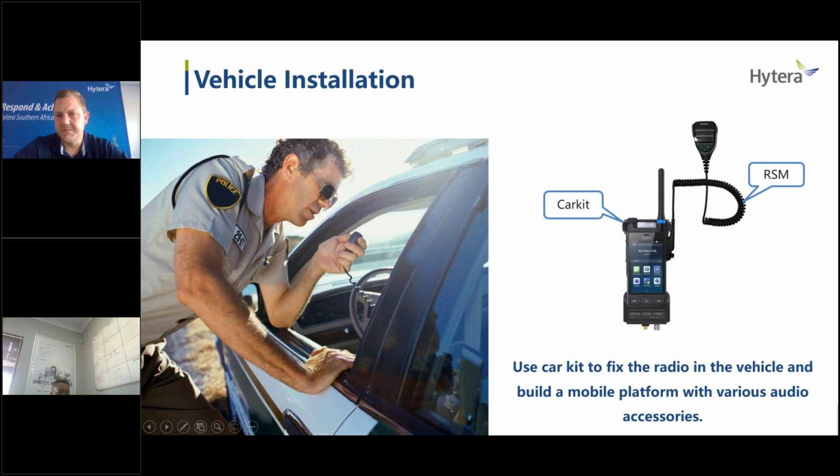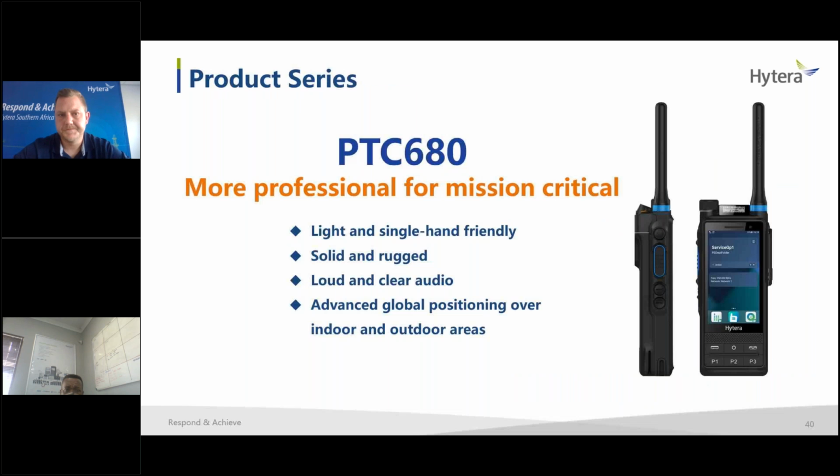Okay, so here's an example of a vehicle type of installation. There's a car kit available where you can dock the device into the vehicle. It will charge the device. You can have an external microphone which you can use for your voice communication. This communication could be via the narrowband. If the narrowband is out of range, it will then use broadband to communicate back into the network.